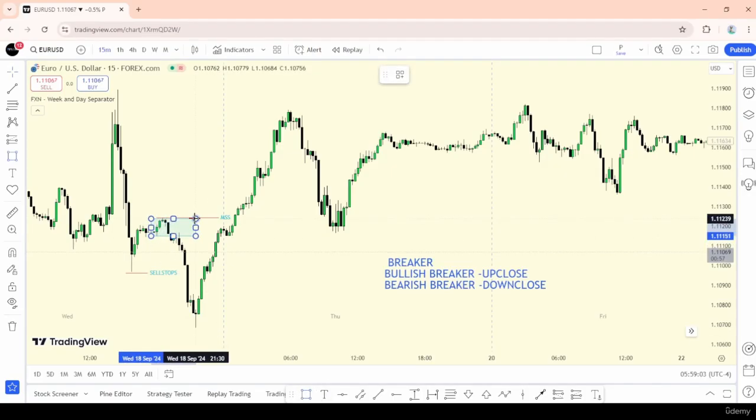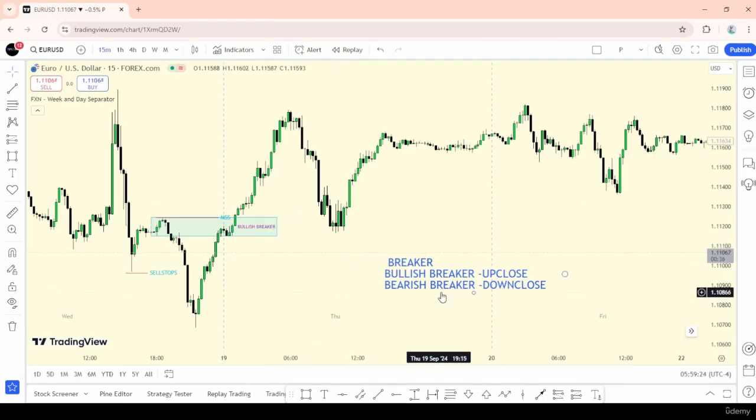So I'll also identify and show you our bullish breaker. So this is our bullish breaker, and I'll also outline it for further future reference. So this is our bullish breaker.